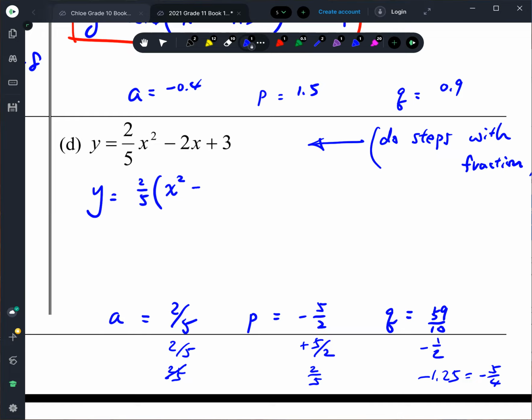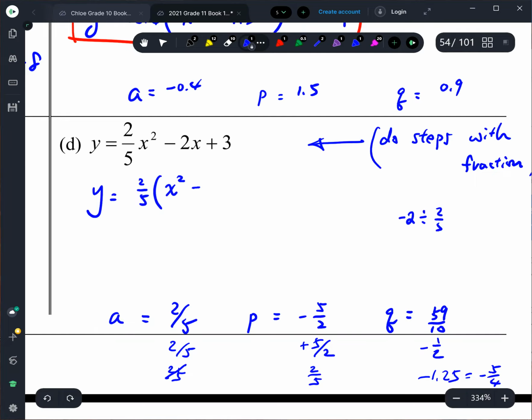Factor A means you divide by the A. That's 4/5. Okay, you need to do it on the side. -2 divided by what? 2/5. Yeah, divided by 2/5. How do you divide fractions?